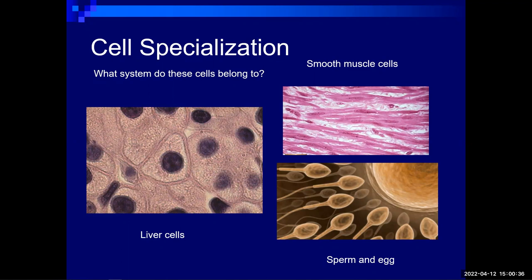You'd see that when you look at reproduction, so I wouldn't speak more to that. Here are the liver cells, or the hepatocytes. So this belongs to your liver cells, smooth muscle cells, sperm, and egg cells.